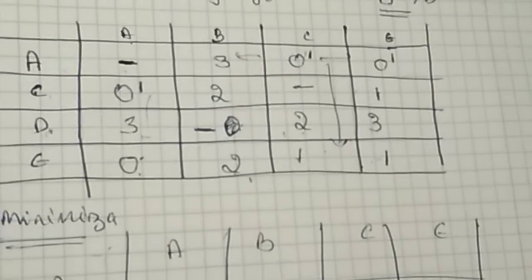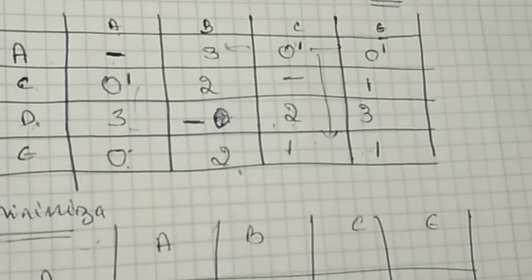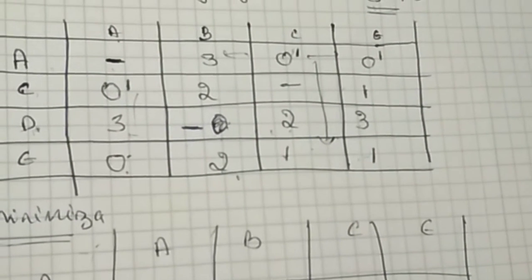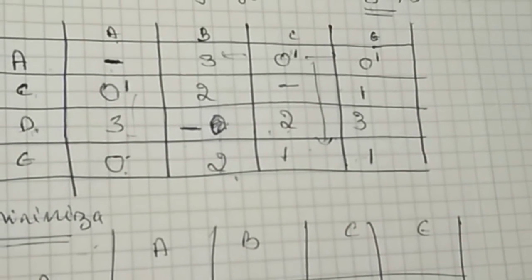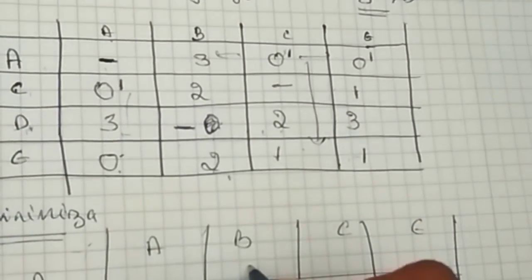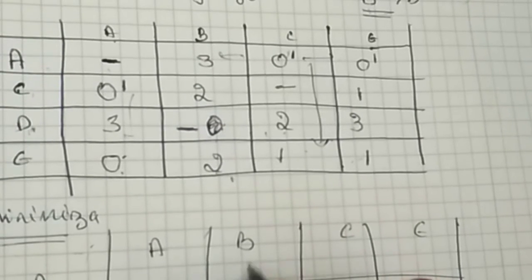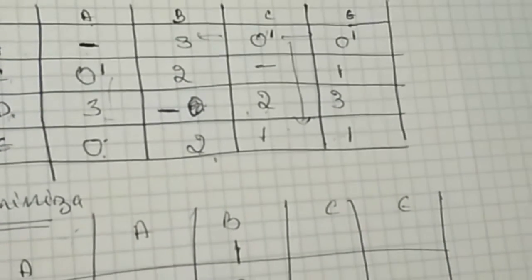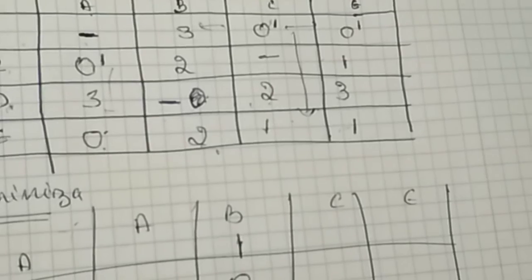That is 2. 3 minus 2 is 1. This is blank. You cannot consider. 2 minus 2 is 0. 3 minus 2 is 1. Again, for row B, what is the minimum value? 2. So what is the value? 3 minus 2 is 1. 2 minus 2 is 0. And 2 minus 2 is 0.